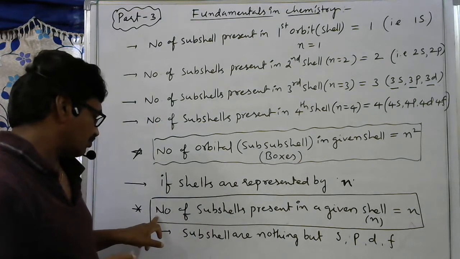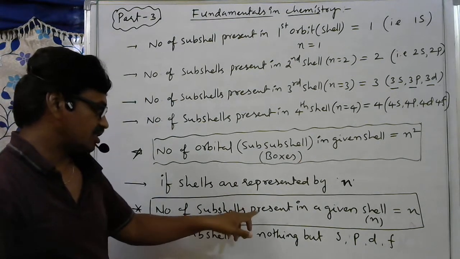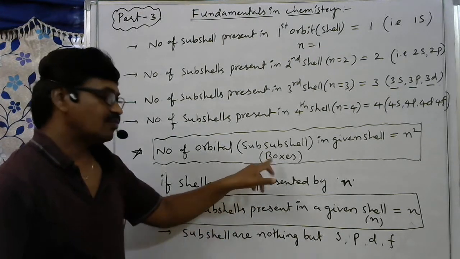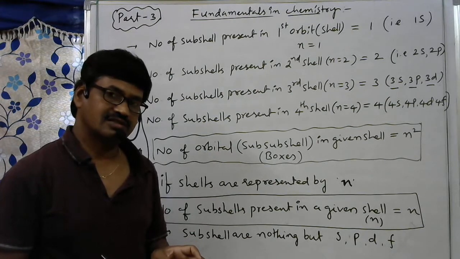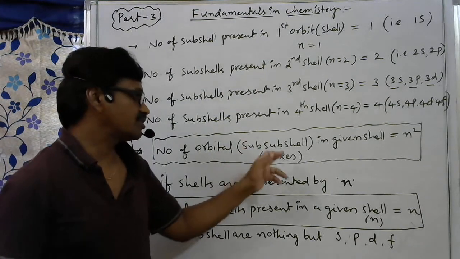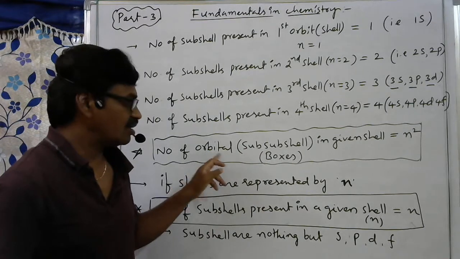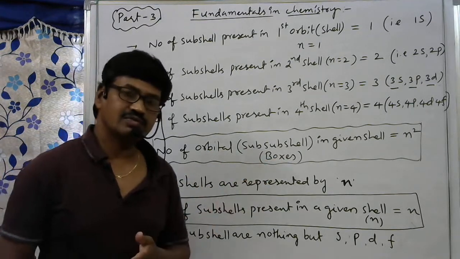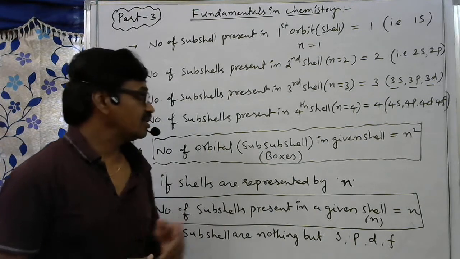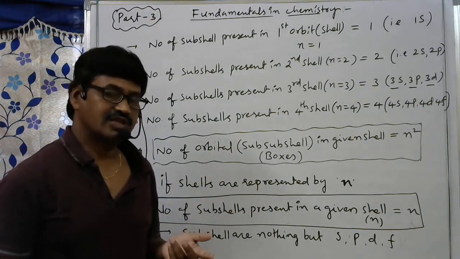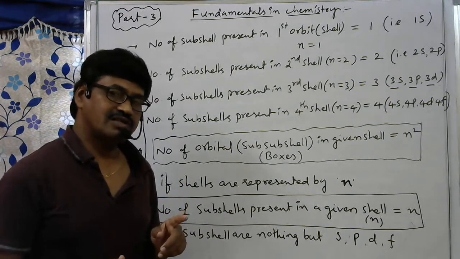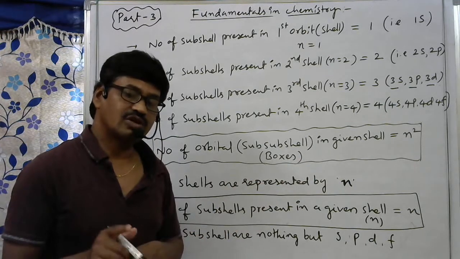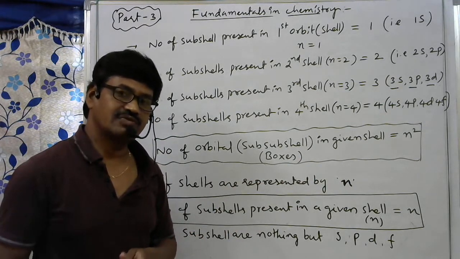Here, if I give one formula, number of subshells present in a given shell means these are orbitals only, but not like boxes. Total orbital it is, not sub boxes. So subshells here are nothing but orbitals. Otherwise, one box you have to count. So n square. If you know n value, we can take the number. For example, number of orbitals present in first shell equal to n square. n equal to how much? 1. So 1 square is nothing but 1 only.